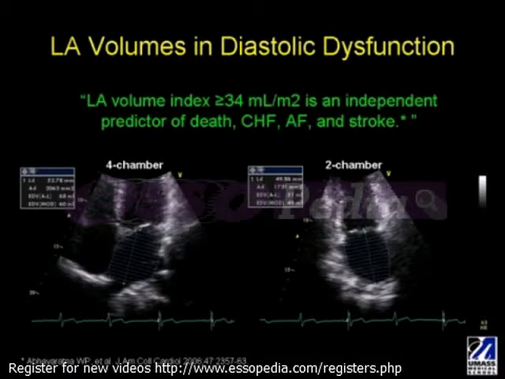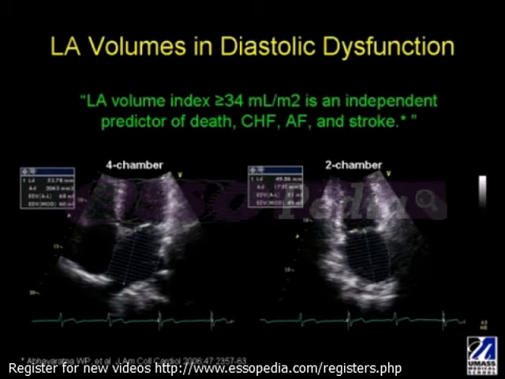Let's now talk about LA volumes and diastolic dysfunction. LA volumes are an important biomarker in disease. So as the LA volume and size increases, this reflects chronic pressure volume overload over time. An LA volume index greater than or equal to 34 mLs per meter squared is an independent predictor of death, heart failure, atrial fibrillation, and stroke. Now, these measurements are obtained from the apical 4 and 2 chamber views and are easily measured.